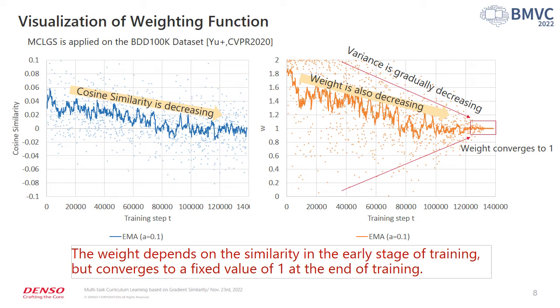This slide shows how MCLGS works during training. MCLGS is applied on the BDD100K dataset, which contains two tasks of semantic segmentation and object detection. The left-hand side shows training step T versus cosine similarity. As shown in the figure, the cosine similarity is decreasing during training, and the right-hand side shows training step T versus output of the weighting function. As shown in the figure, corresponding to the cosine similarity, the weight is also decreasing. And as learning progresses, the variance of weight is gradually decreasing, and finally the weight converges to a fixed value of 1. This is because the pacing function works so that samples are gradually included as training progresses.